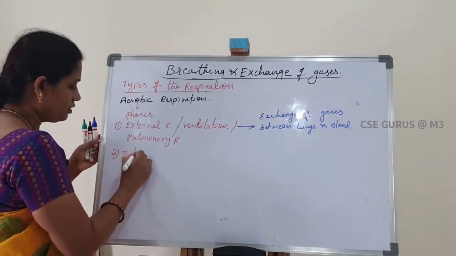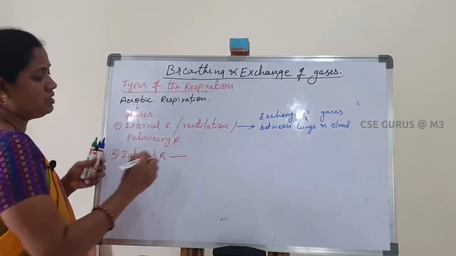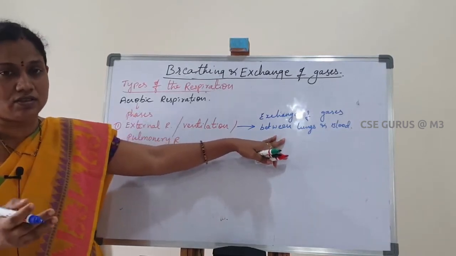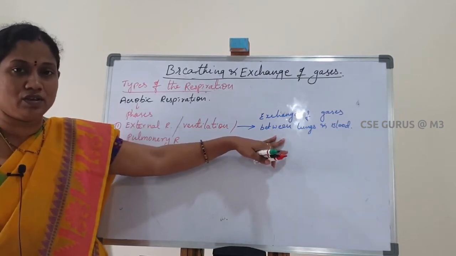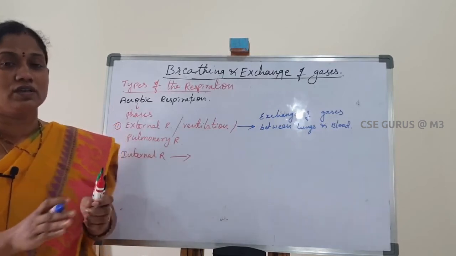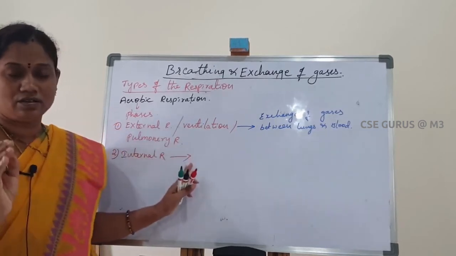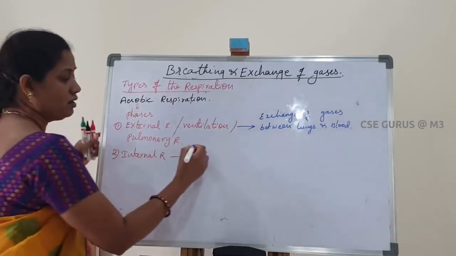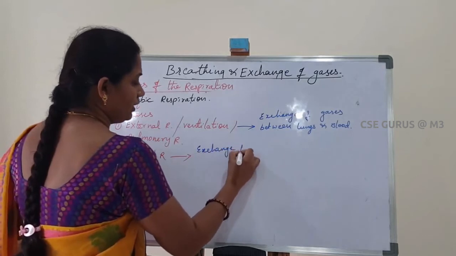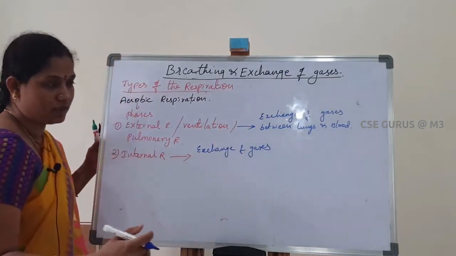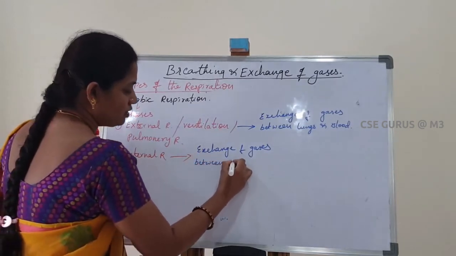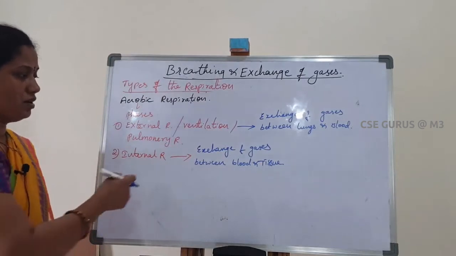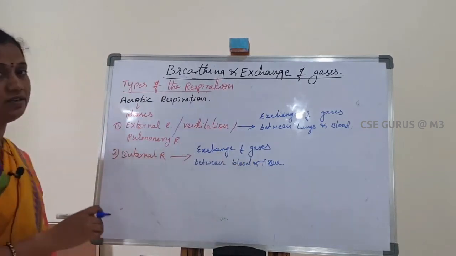Next, internal respiration. After external respiration, oxygen binds with hemoglobin to form oxyhemoglobin. This oxygen is circulated to the tissues or cells. Whenever it reaches the tissues, one more diffusion takes place: exchange of gases, oxygen and carbon dioxide, between blood and tissues or cells. Exchange of gases between blood and tissue is called internal respiration.